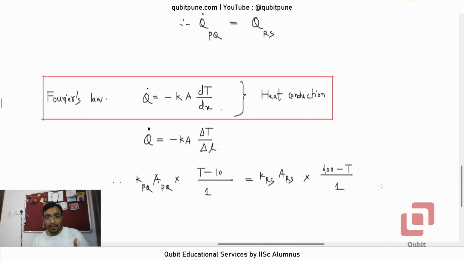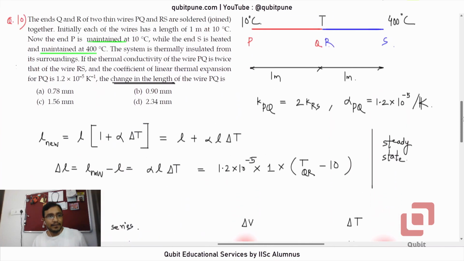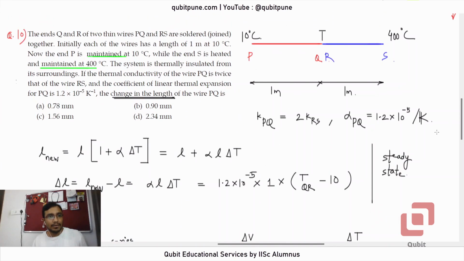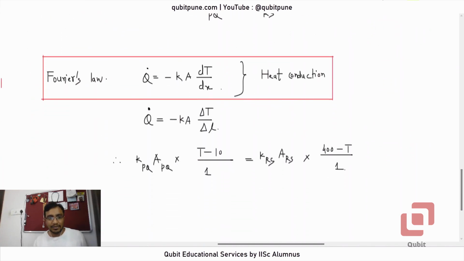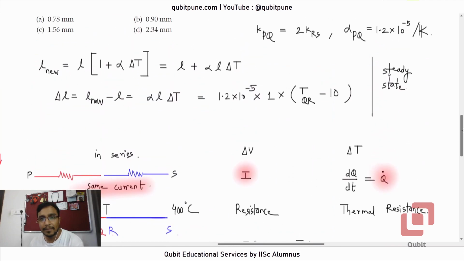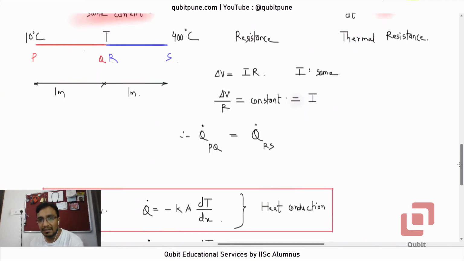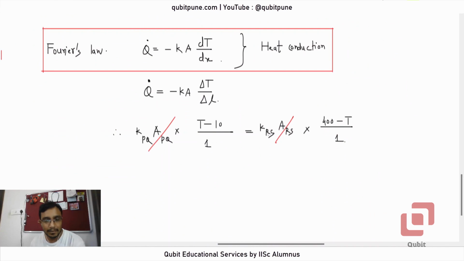Same length. Now, have they commented anything about the wire diameters? No. They have just said thin wires. So we have to assume that they have the same cross-sectional area. So this is going to get cancelled, A RS and A PQ. Now, have they related thermal conductivities? Kappa PQ is 2 kappa RS. Yes? How is delta L changing in that? No. In this case, delta L is the distance that you are using to calculate the temperature gradient.